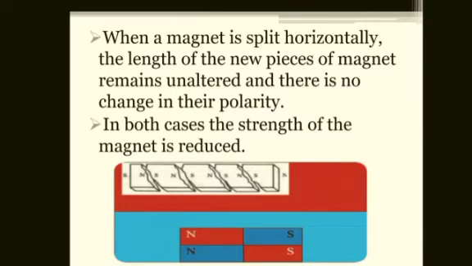So what happens when a magnet is split horizontally? The length of the new pieces of the magnet will remain unaltered. It will not change and there is no change in their polarity. So in both cases, both vertically and horizontally, when the magnet is broken, the magnet strength will be reduced.